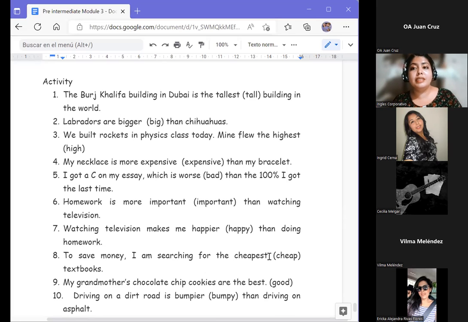We are going to end the session here. We are going to see each other tomorrow, and I will add a list of adjectives to this document. So when you can enter the link, you will find the list of adjectives with the comparative and superlative form.